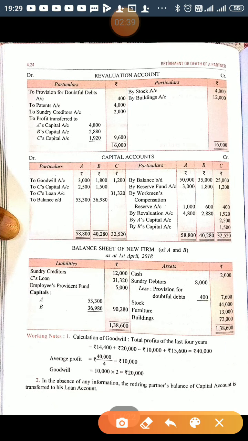So they have calculated the average profit. The 4 years' profit is given; including 2017, there was a loss that will be deducted. So the sum total of the 4 years' profit is 40,000. So average profit is 40,000 divided by 4, that is 10,000. The value of goodwill will be average profit multiplied by number of years of purchase, that is 2 is given. So this is the value of goodwill. Goodwill is 20,000.